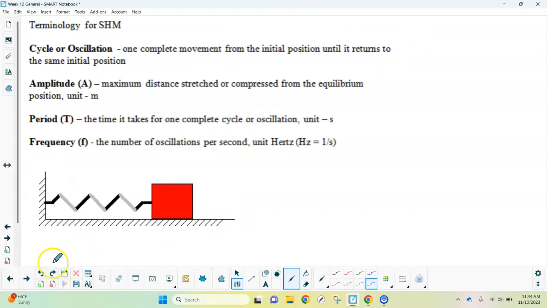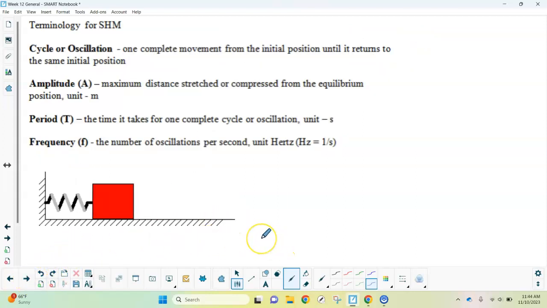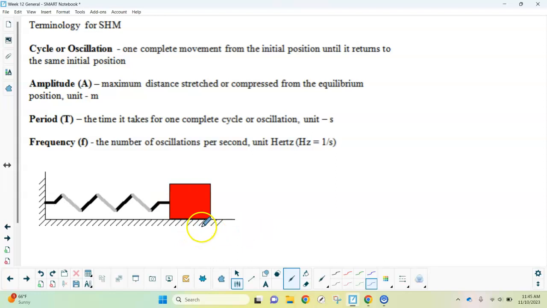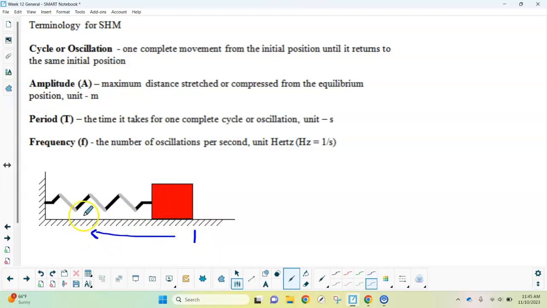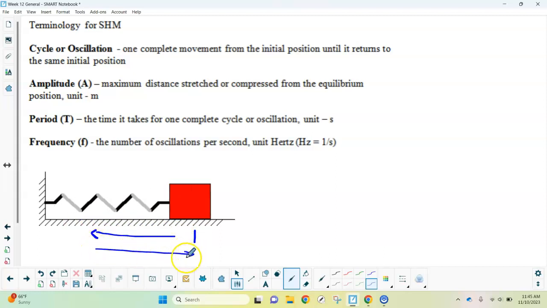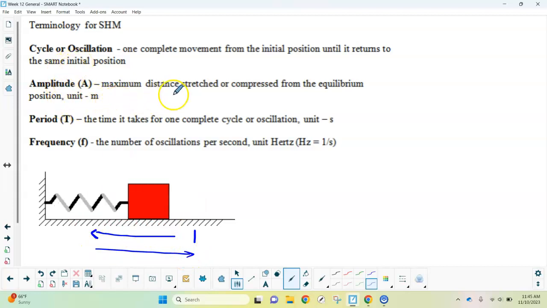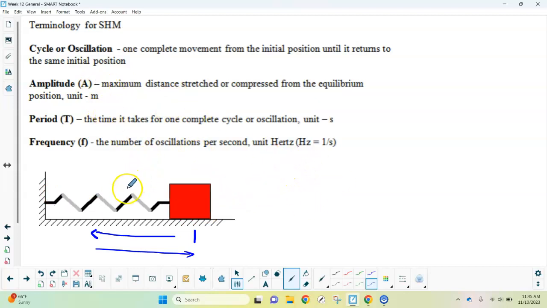So some terminology that we've learned over the course of studying rotation. A cycle or an oscillation is just one complete movement. If you look at this GIF, I'm going to start here where it's stretched out all the way, and it goes over to where it's compressed all the way, and it comes back. That would be one cycle or one oscillation. Going from one point back to the same point in the same portion of the cycle, that's it. Amplitude is just the maximum displacement.